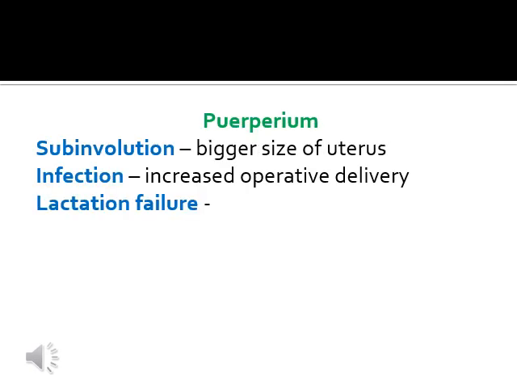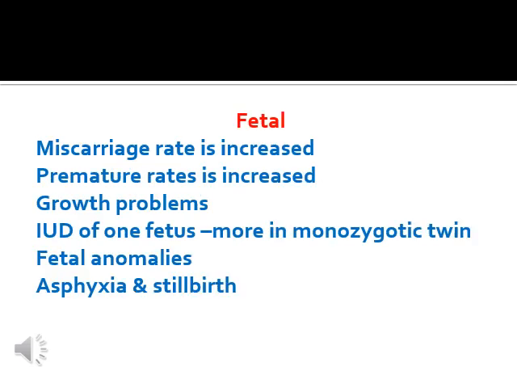During puerperium, the mother will have subinvolution because of the bigger size of the uterus. As the uterus size has increased more during the pregnancy, after the delivery also it will take more time to come back to its normal size and position. So that is known as subinvolution. Next, there is more chance of infection due to the increased operative delivery, and of course increased lactation due to the two babies. Next, we are going to see the fetal complications.